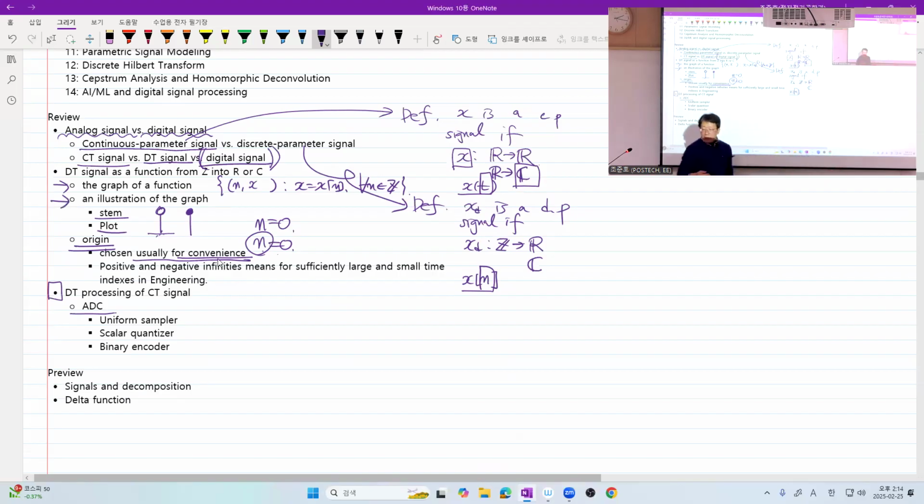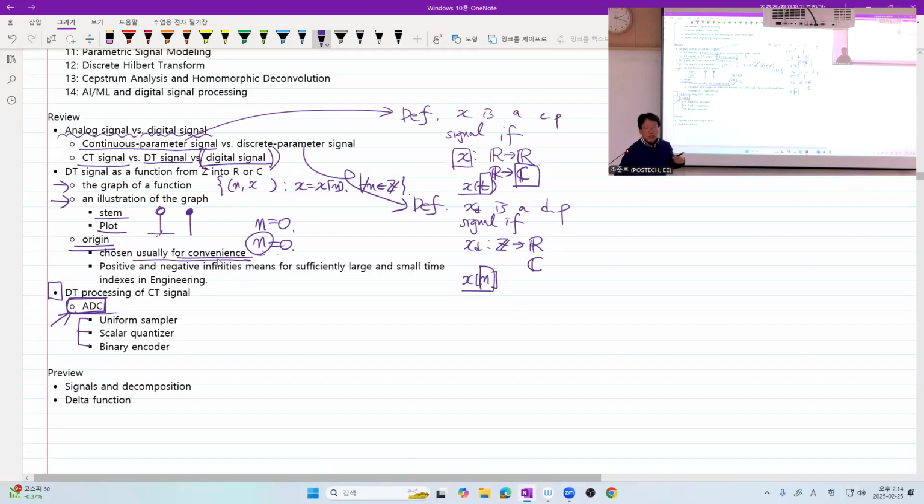There are many, but one that is important in this course and most of the undergraduate courses is the technique to use so-called analog to digital converters. Of course, there are many different analog to digital converters, but we focus on the specific analog to digital converter, which consists of these three. The first one is the uniform sampler. The second one is the scalar quantizer. And the third one is the binary encoder.